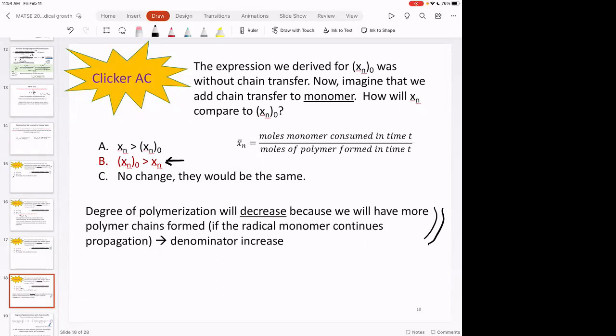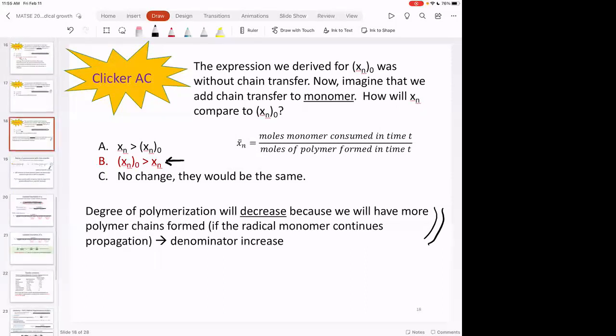And they change monomer concentration. They change initiator concentration, all that stuff. And you'll learn a lot about chain transfer agents in your advanced classes. But this is a key concept: chain transfer agents generally decrease the molecular weight. Questions, comments? All right.